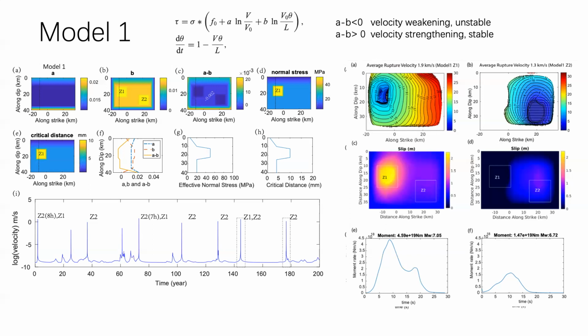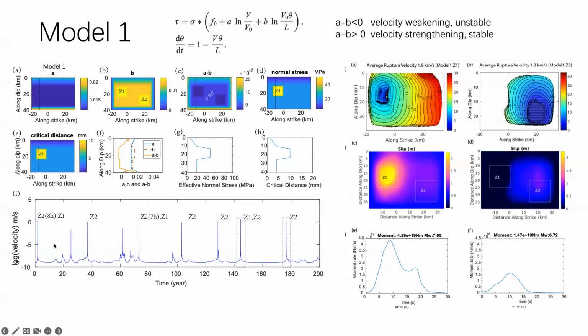And over the Z1 asperity, on the left corner, we have high normal stress. It represents some high relief topography, like a seamount. And on asperity Z2, on the right corner, that has a low normal stress, represents some low relief topography high.